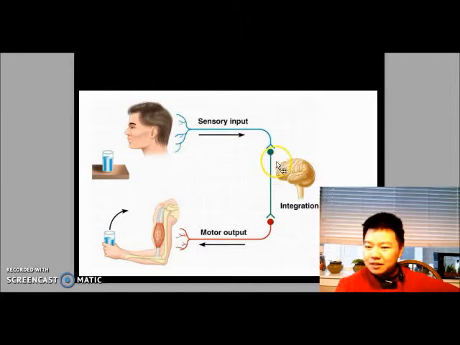This information passes through many distinct centers of the brain for processing, and then finally the brain decides on an action. It initiates this action by sending a signal through the neurons that lead to the muscles of the arm in this case, and that signal will be to tell this muscle to contract so that we can bring the glass of water to our mouth and drink. So it's a relay system.